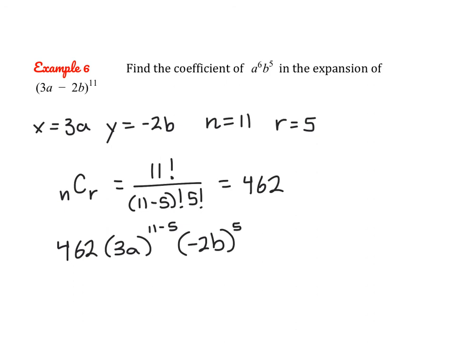So here, be careful. We do need to make sure that we are raising 3 to the power of 6, a to the power of 6, negative 2 to the power 5, and b to the power 5, and then multiplying those coefficients by 462. So we end up with negative 10,777,536. Then we have a to the 6th, b to the 5th. And technically they did just ask for the coefficient of our term, so it's going to be this right here.